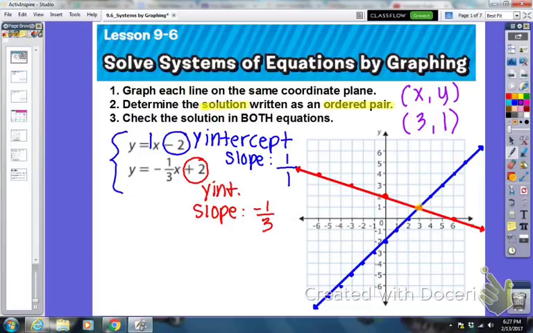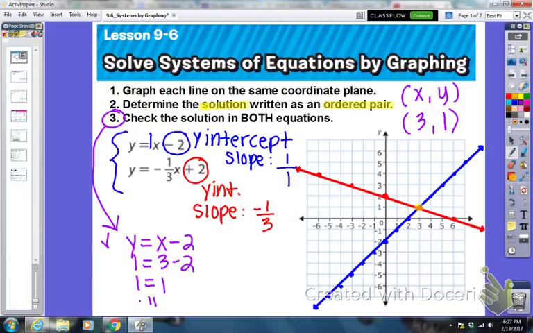Part 3, we need to check our solution. So we're going to do our checks down here. If I look at the first equation, it's y = x - 2. My x value was 3 and my y value was 1 in my ordered pair, so you replace those variables. 3 - 2 is 1, and that equals 1. So this checks out in equation number 1.